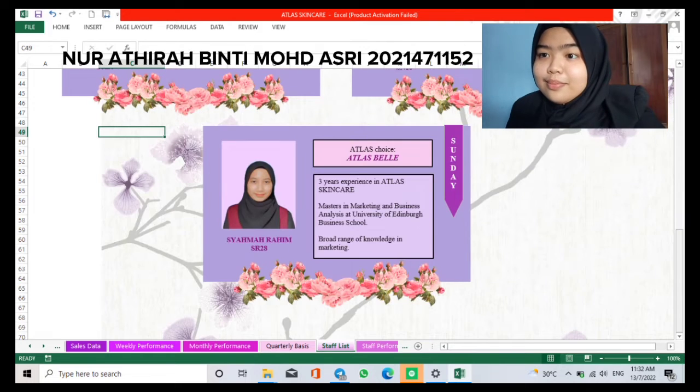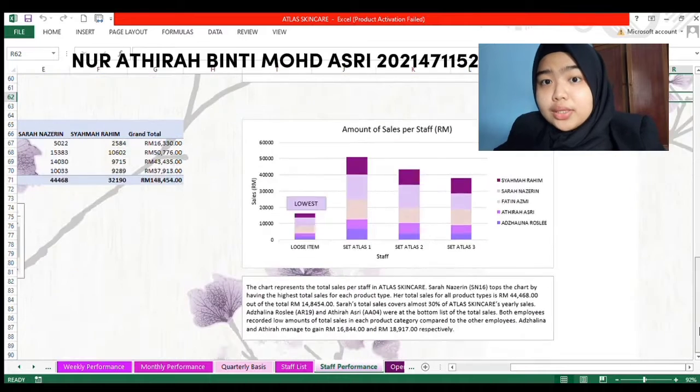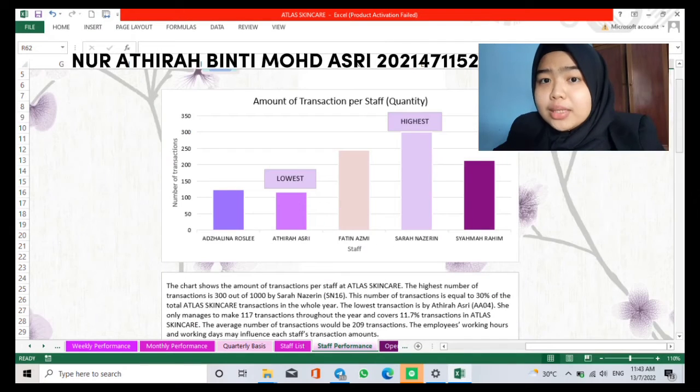We are going to look at the staff performance in terms of amount of transactions per staff, product category sold by the staff, and their total sales. First, let us look at the amount of transactions per staff. Sarah NAZERIN has the highest transaction among the staff, and the lowest would be ATHIRAH ASRI. Sarah NAZERIN conquered 300 transactions out of 1,000, followed by FATIN AZMI as the staff with the second highest transaction.